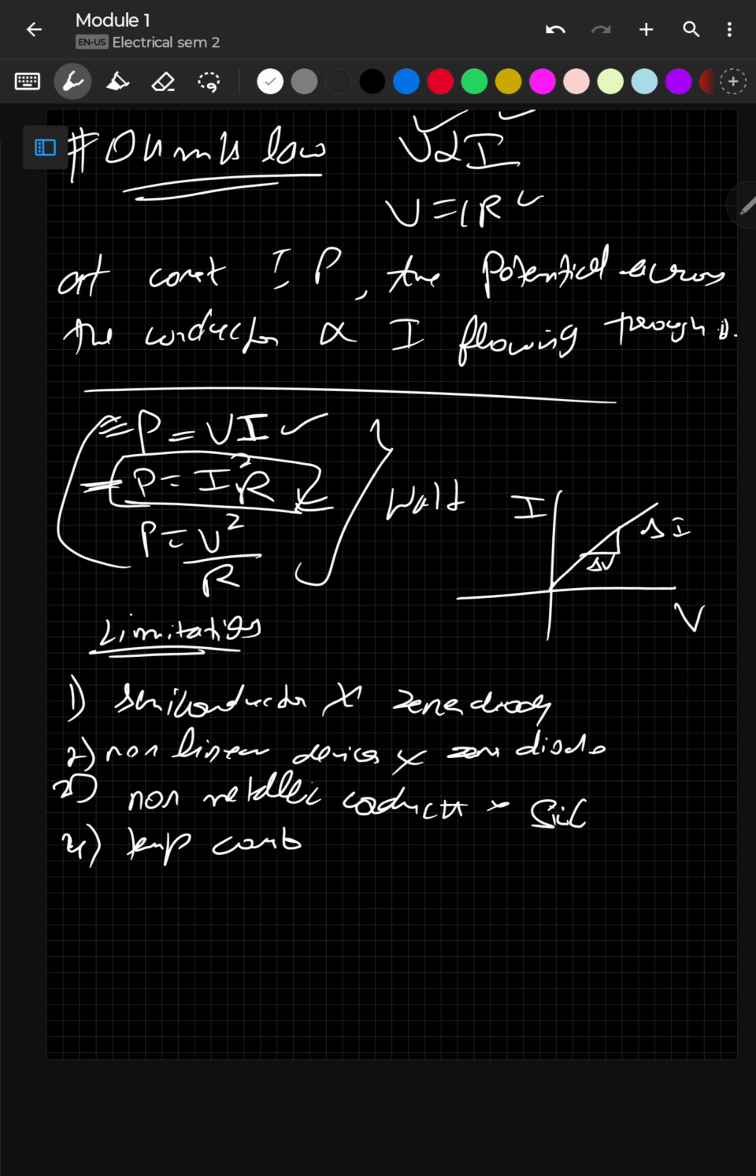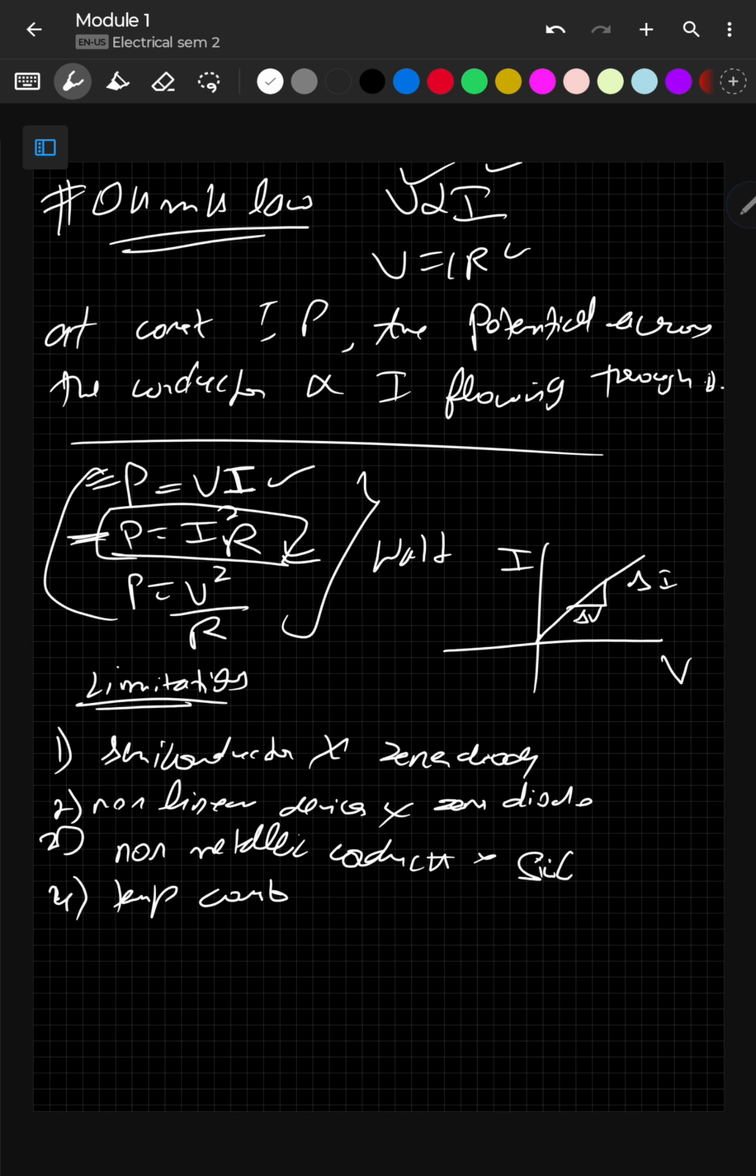So, limitations say it's not applicable for semiconductor devices, it's not applicable for non-linear devices, it's not applicable for non-metallic conductors like SiC, and for this the temperature should be constant. That's also a limitation. So, this was all about Ohm's law.